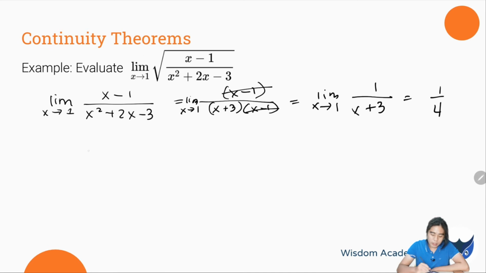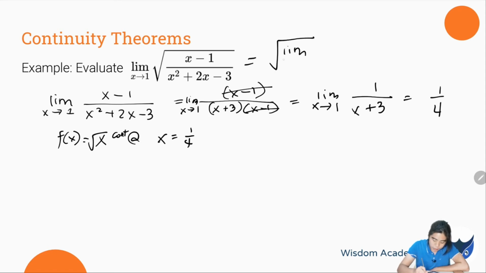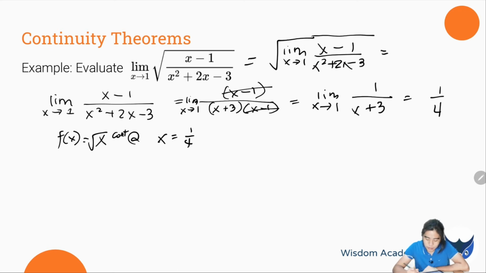So, since the function square root of x is continuous at x equals 1/4, pwede na natin ilabas dito si square root and ipasok na lang yung limit na to. So this will be equal to square root of 1/4. So 1/2.